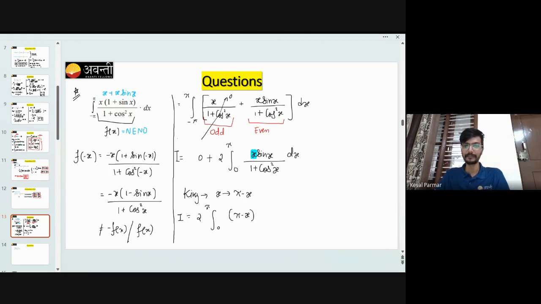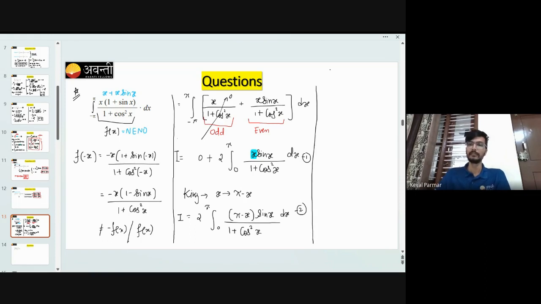pi minus x. What is sine pi minus x? It is sine x upon 1 plus. What is cos pi minus x? It is minus cos x. But since we have cos square, the minus will be gone. This is equation 1. This is equation 2. What do we do after using King? We use 1 plus 2. And I'll get 2I is equal to 2 times integration 0 to pi.